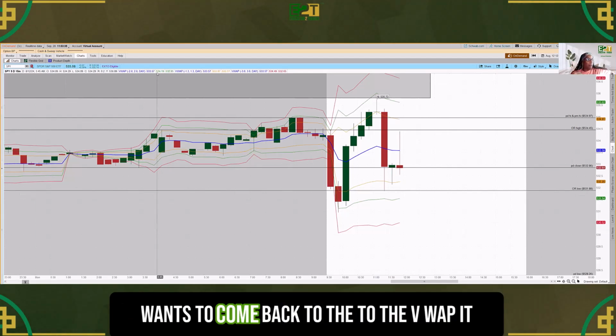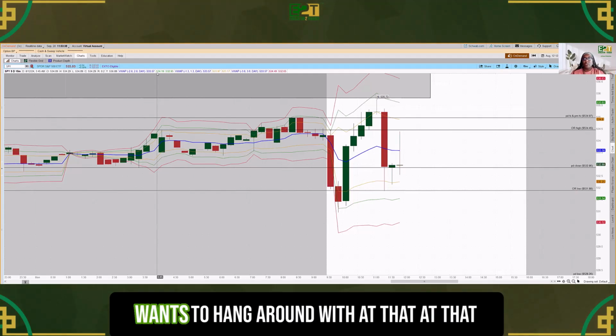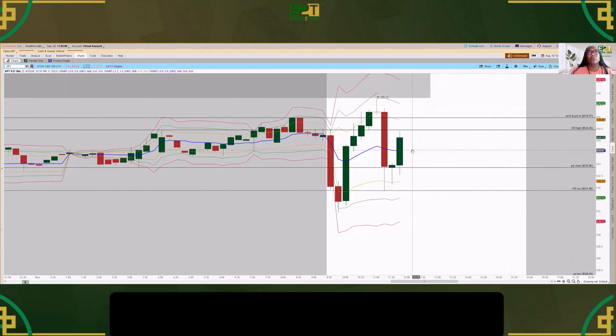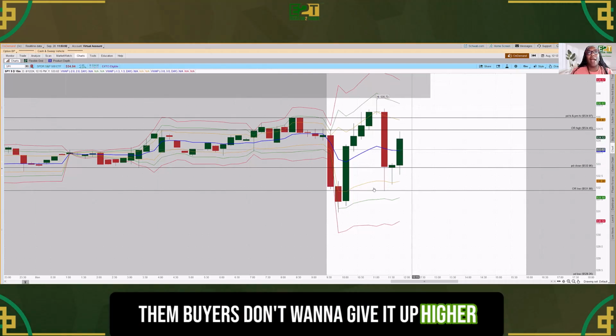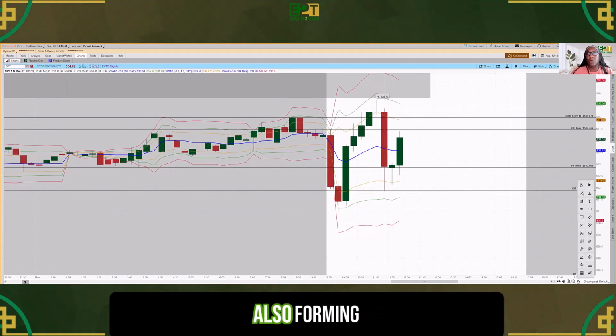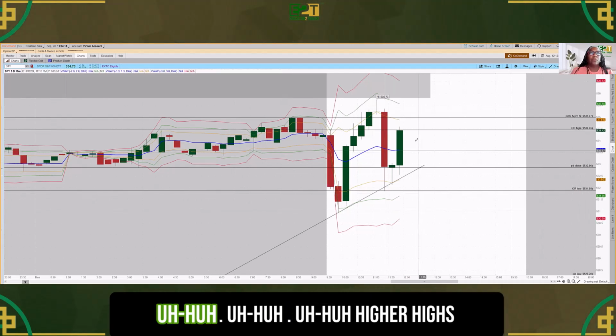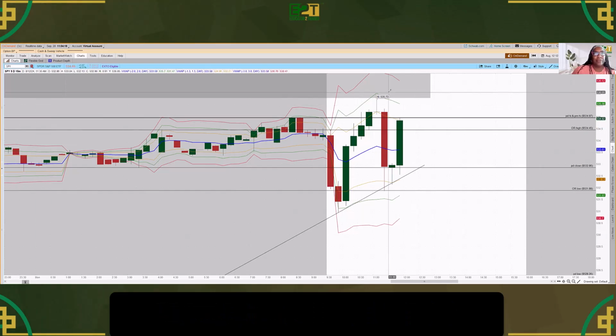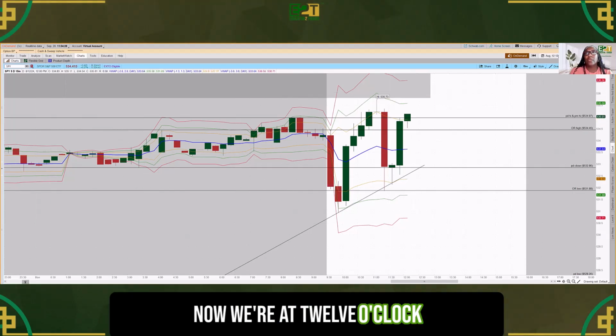Well, we want to dance around. Remember, price wants to come back to the VWAP. It wants to hang around at that average. The buyers don't want to give it up. Higher highs, higher lows also forming. Higher highs, both are. So now we're at 12 o'clock.